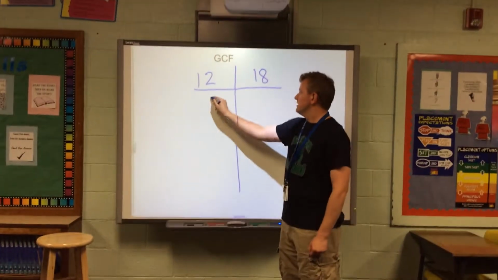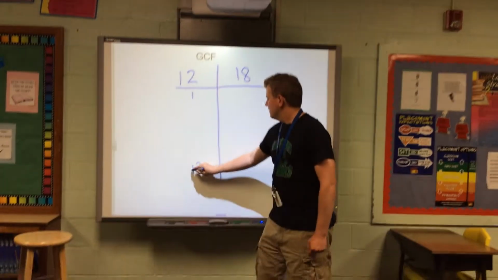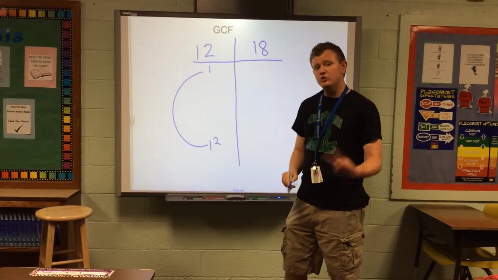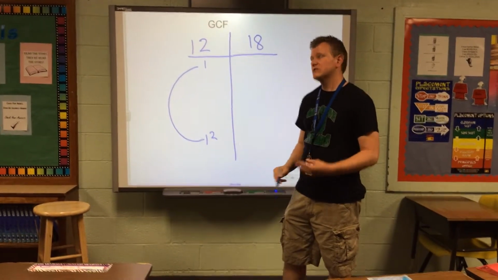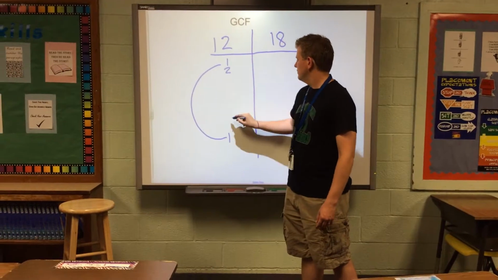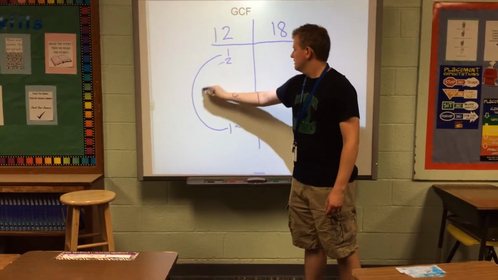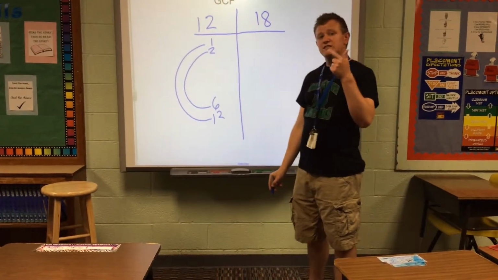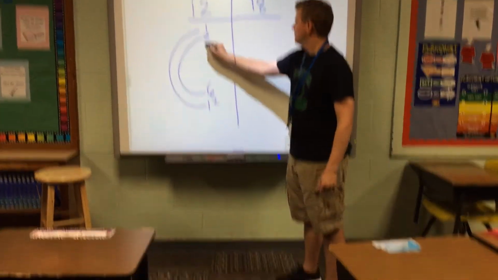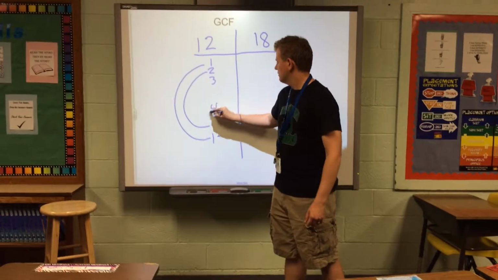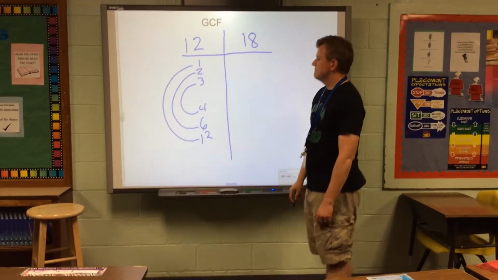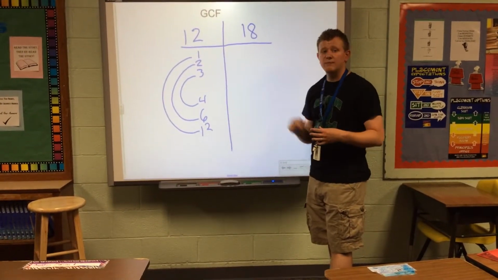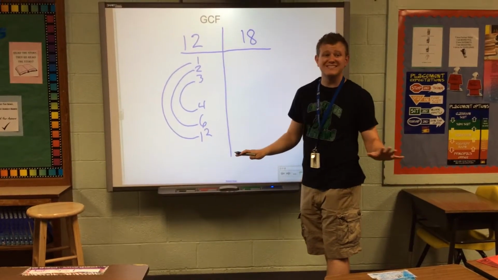Let's do 12 first. We'll start with 1 and 12. Okay? Can 2 go into 12? 2, 4, 6. Yeah. 2 times 6 gives us 12. Can 3 go into 12? 3, 6, 9, 12. 4. 3 times 4. Yep. What about 4? Oh, it's already up there. So our factor tree for 12 is done.